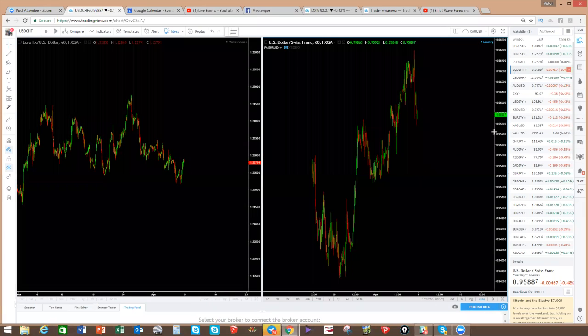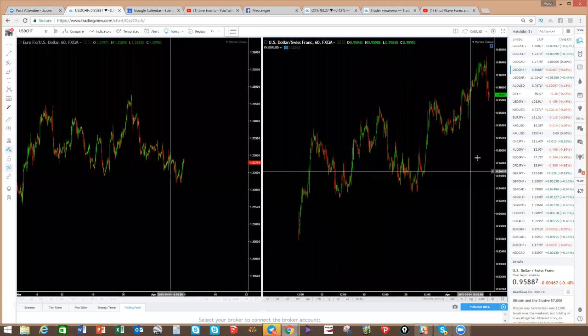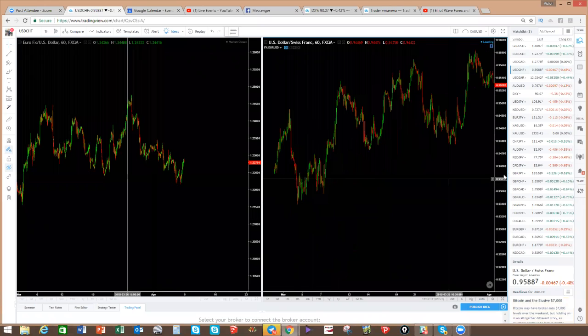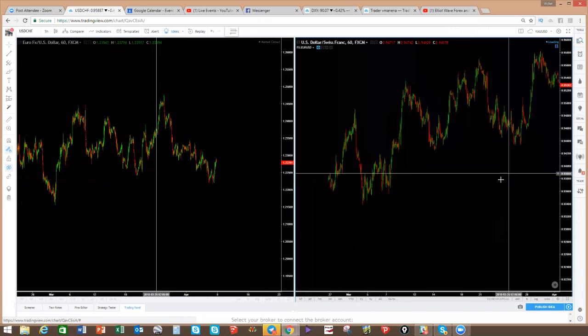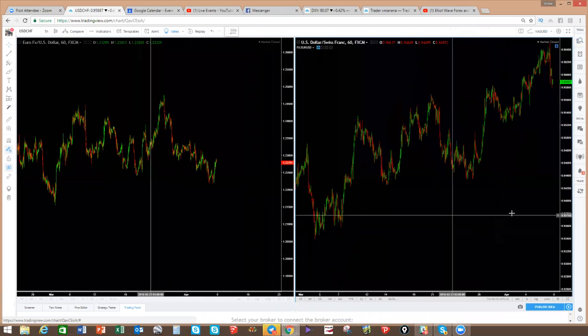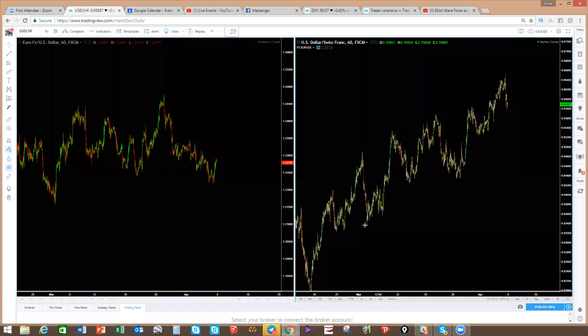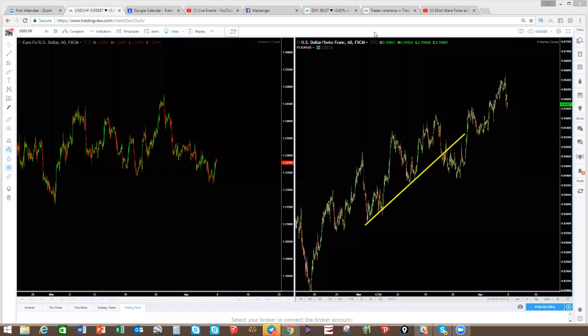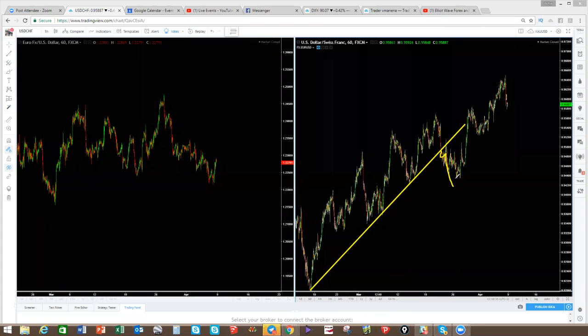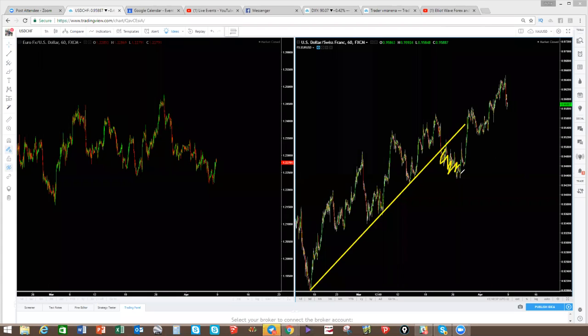Right, so we've got US dollar Swiss franc. If you remember, we also wanted to sell US dollar Swiss franc when it broke this trend line here. Let's draw it properly. When it broke this trend line, we wanted to sell it there because we thought that was going to make this structure here. But when it broke, it gave us a V pattern. And you see that it gave us a V pattern.